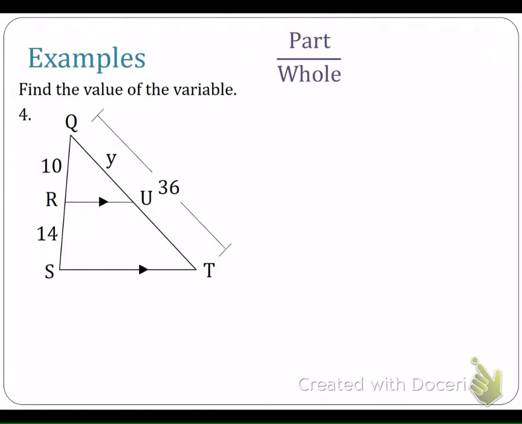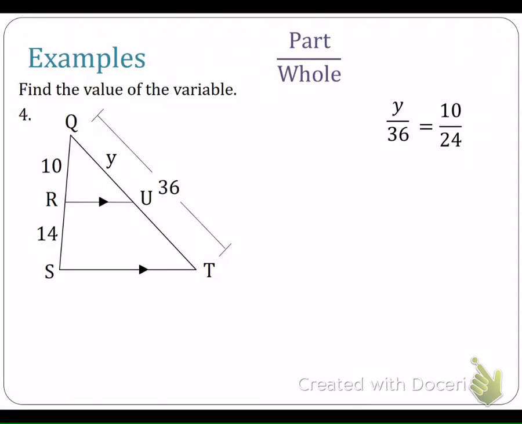Okay, so you can start on either one. It doesn't really matter. I'll start with the variable. So the part is y. The whole thing is 36. That's going to equal, what did we say? 24. We want the part on top. 10 over 24. Good.